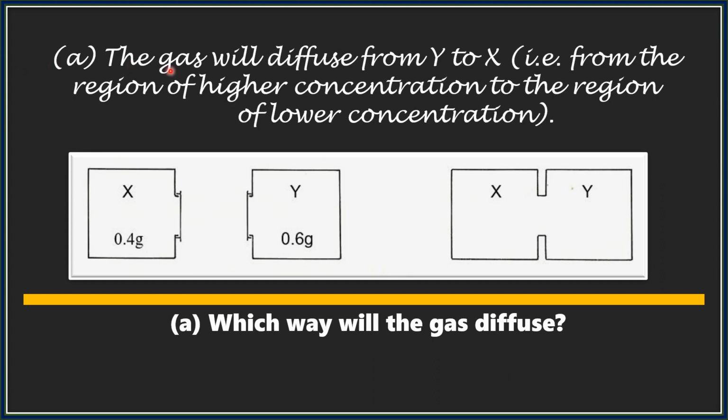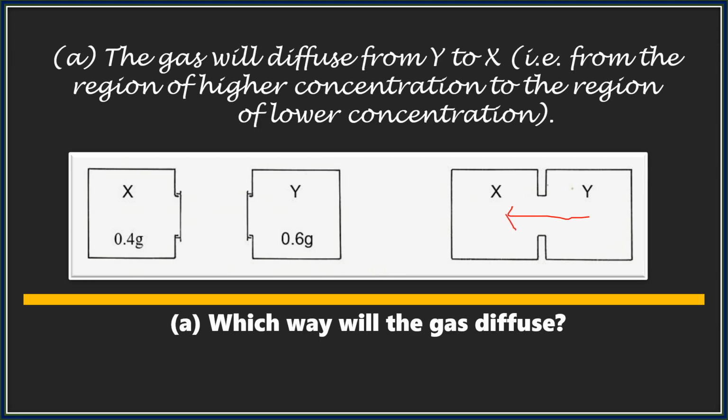A. The gas will diffuse from Y to X. That is, from a region of high concentration to a region of low concentration. So the gas will diffuse from Y. It will come from Y going to X.